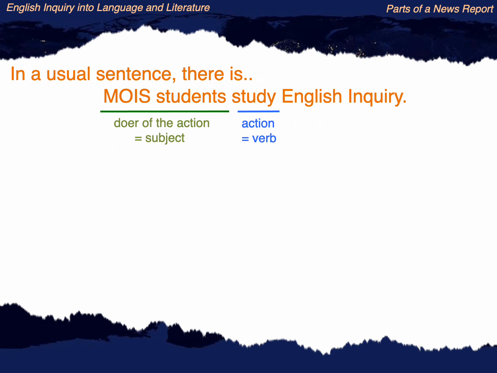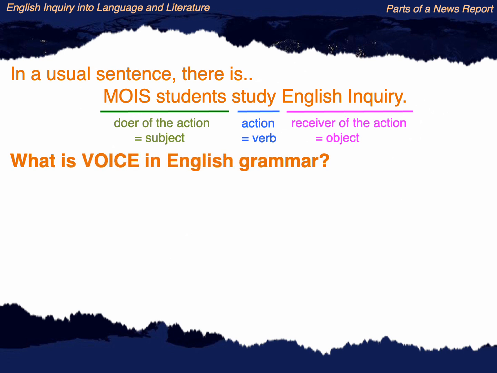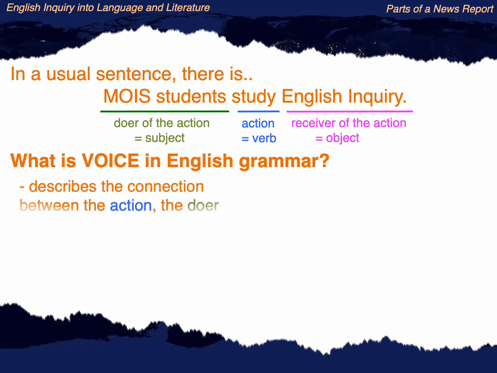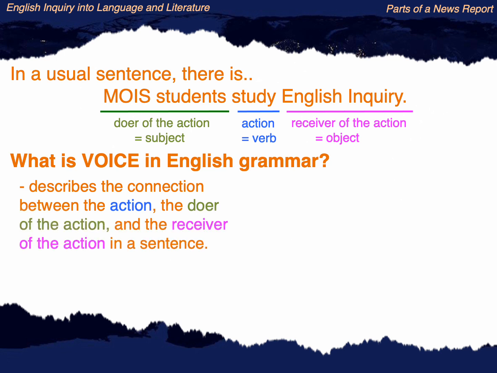Now, English inquiry is what? Yes, it's the one who receives the action. We call this the object in English grammar. So the doer of the action does the action to the receiver of the action. Or simply, we say the subject does the action to the object. So, what is voice in English grammar? It describes the connection between the action, the doer of the action, and the receiver of the action in a sentence. It also tells which is important in a sentence.